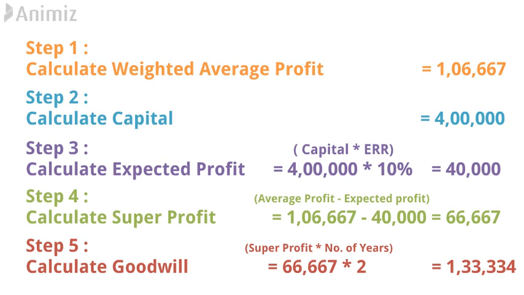Friends, the formula to calculate goodwill remains the same in every method. In the average profit method, it was average profit into number of years. In the weighted average profit method, it was weighted average profit into number of years. In the super profit method, it is super profit into number of years. So here 66,667 into 2, and finally the answer will be 1,33,334.